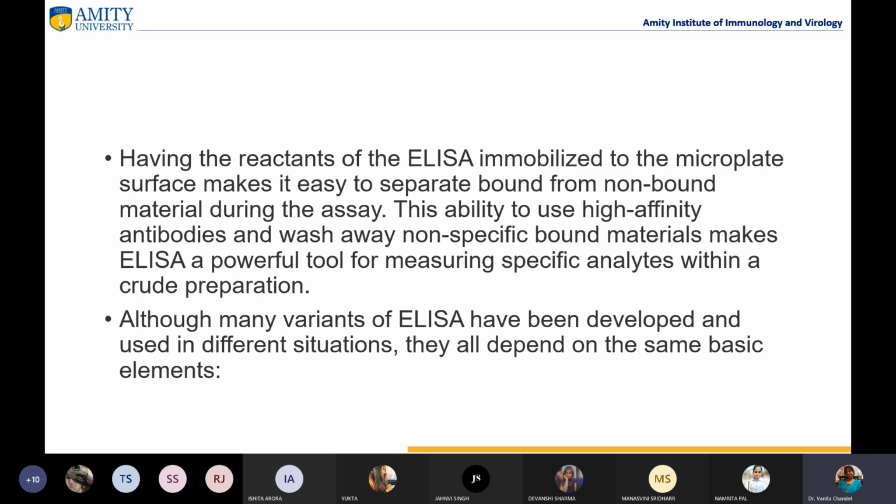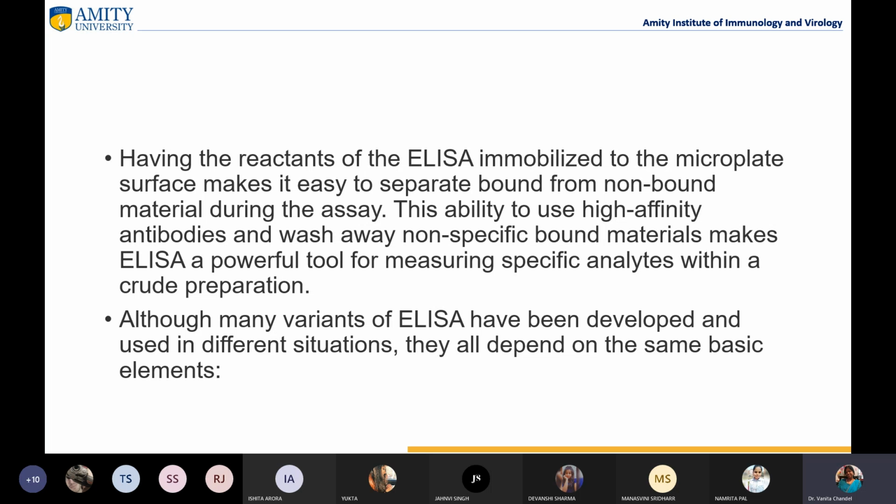Having the reactants of the ELISA immobilized to the microplate makes it easy to separate bound from non-bound material. So what happens? There are two types of method, direct and indirect. Sometimes we put a sample which has an antigen first, and that binds to those polystyrene plates. Or sometimes in some processes we put the antibody first and then we put the sample. So it totally depends on the protocol that we are following.